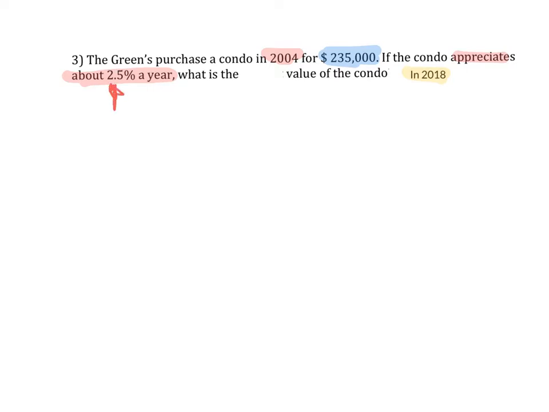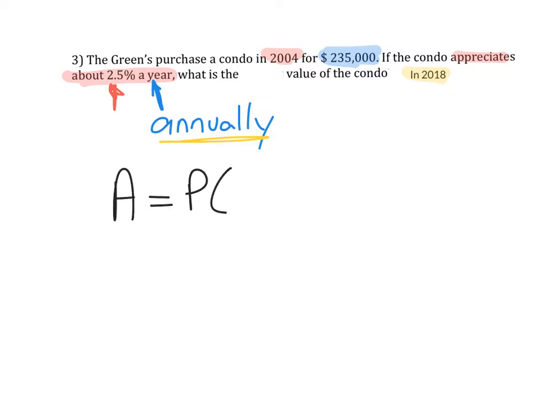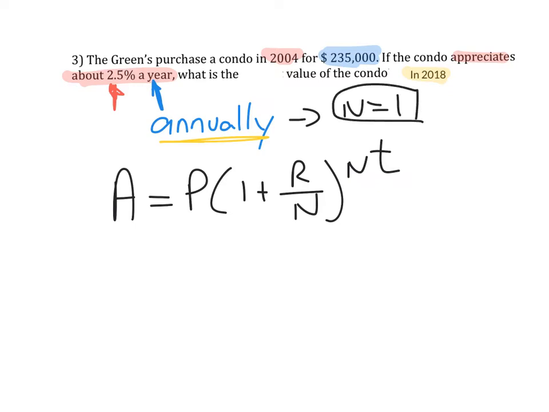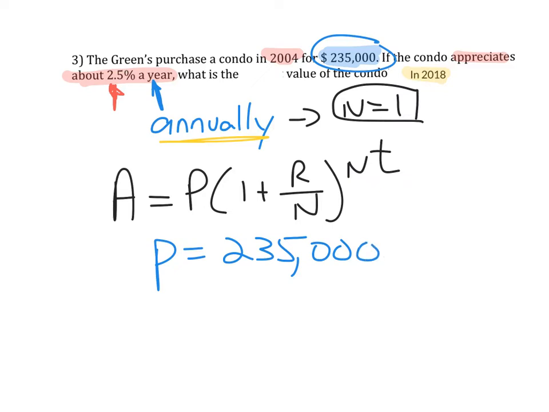Here it's increasing by 2.5% a year. And since they're saying 2.5% a year, it's the same as saying 2.5% annually. So we're going to use interest formula 1 because we're not compounding interest continuously, but rather annually. So that's going to tell us that our n value in our formula is going to be 1. We're going to assume the principal, the money invested, the value of the condo, is $235,000.